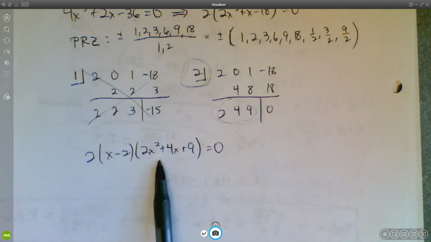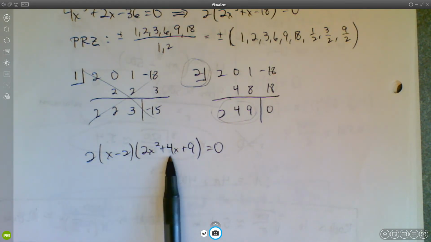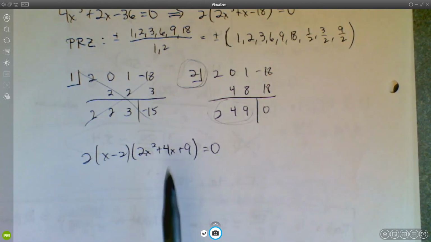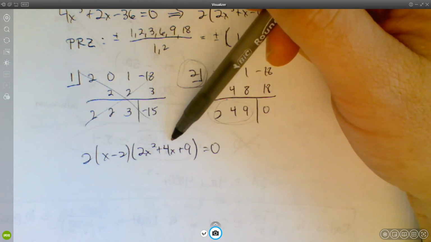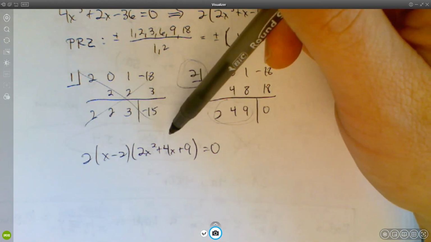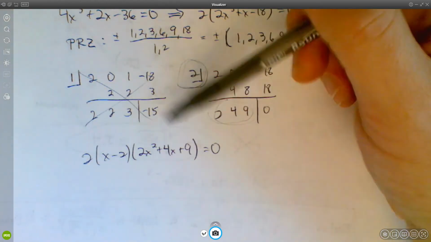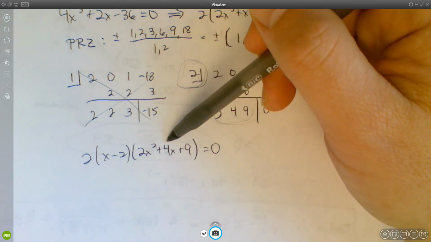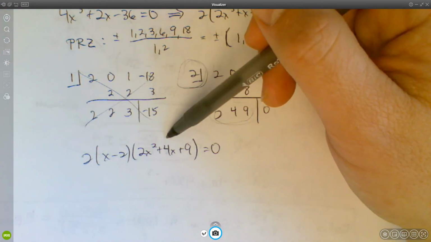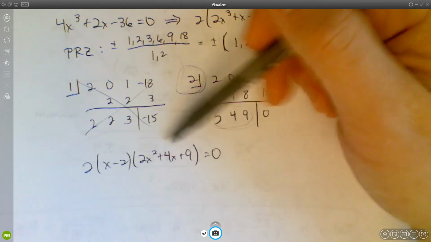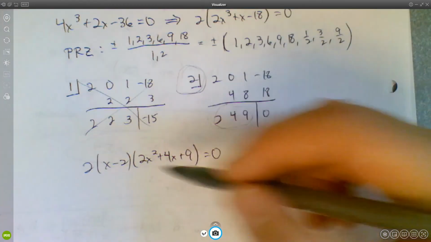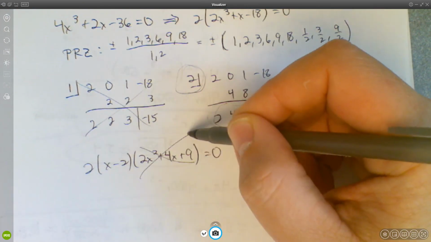So now here I can try to factor this. If it doesn't factor, I can use quadratic formula. I have a feeling that this thing does not factor. If we use quadratic formula, we would have negative 4 plus or minus the square root of 16 minus 4 times 2 times 9. That's not real. Okay, that's not real. So you don't get any real solutions from this piece.